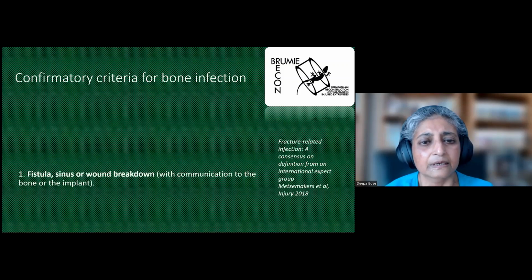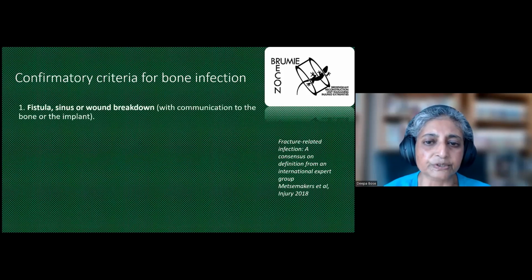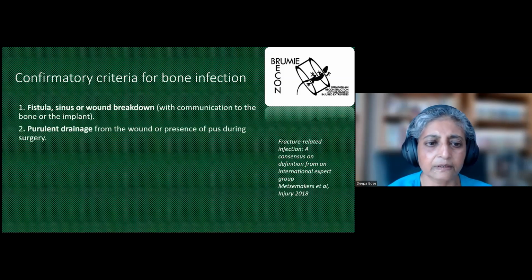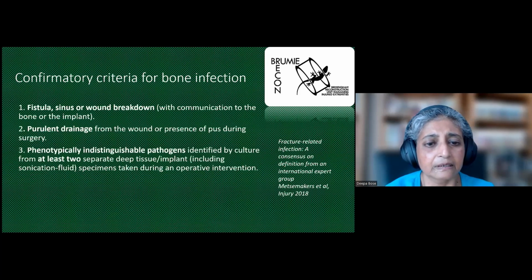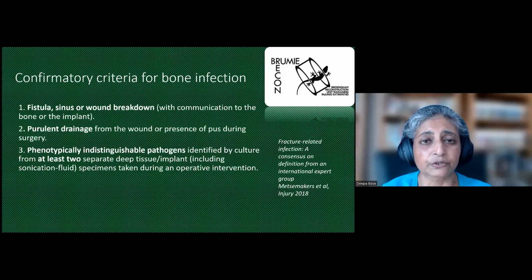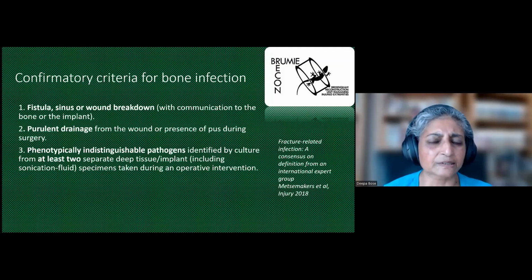So if you have a fistula, a sinus, or a wound breakdown, which is directly communicating with the bone or the implant, which is why I've said that if you have a wound that looks a bit suspicious, you have to assume that it's infected. Purulent drainage from the wound or the presence of pus next to the implant during surgery. Phenotypically indistinguishable pathogens from at least 2 separate tissue samples. So we try to take at least 5 tissue samples when we're sending off for microbiology. That's the minimum that I would take.